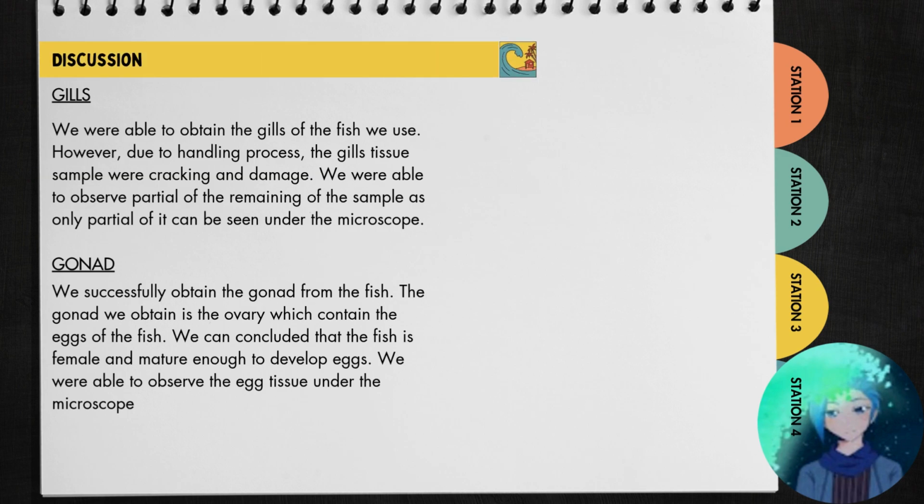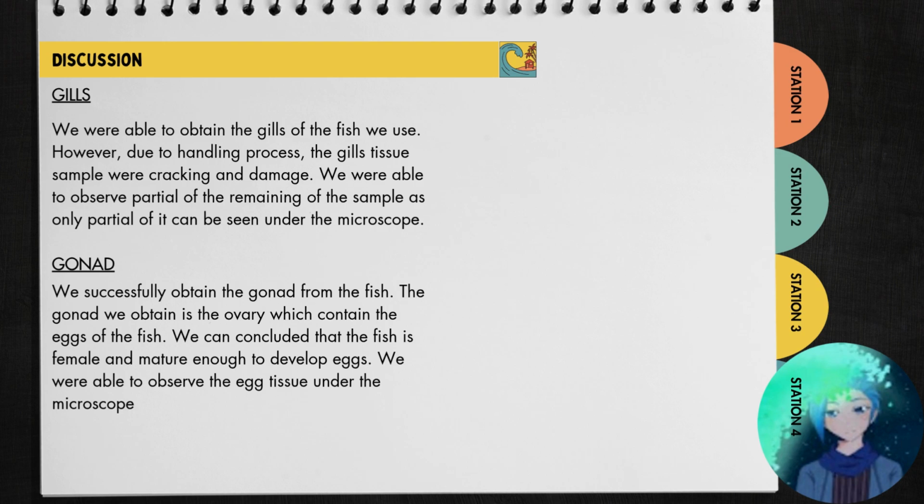Gills tissue. We were able to obtain the gills of the fish we used. However, due to the handling process, the gill tissue samples were cracked and damaged. We were only able to observe part of the remaining sample, as only part of it can be seen under the microscope.